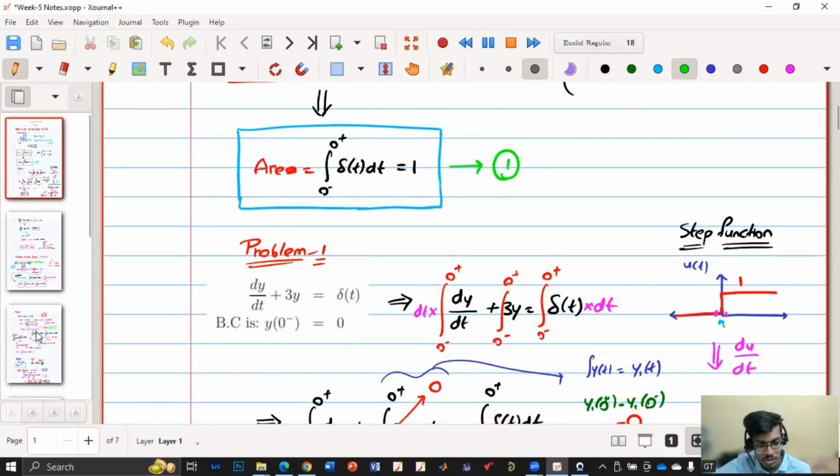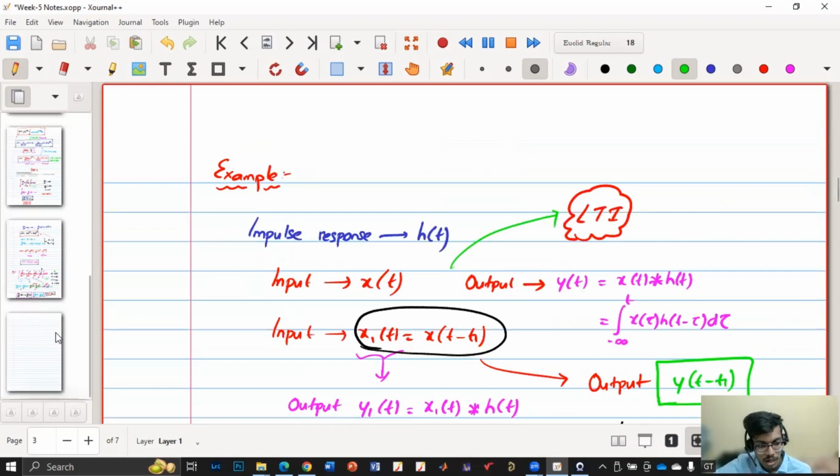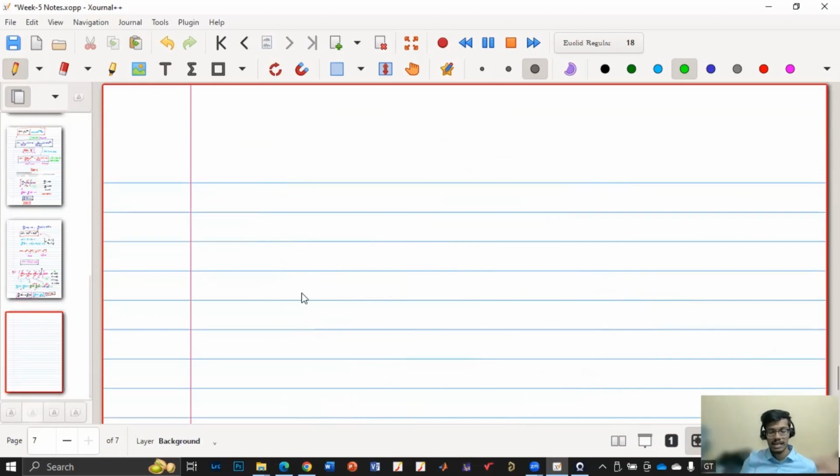Because the impulse response delta of t at t equals 0 minus is different at t equals 0 plus. And if you consider unit step u of t, it is different at 0 minus and it is different at 0 plus. So the boundary conditions at t equals 0 minus cannot be used for t equals 0 plus, because there is discontinuity. The value is not the same.